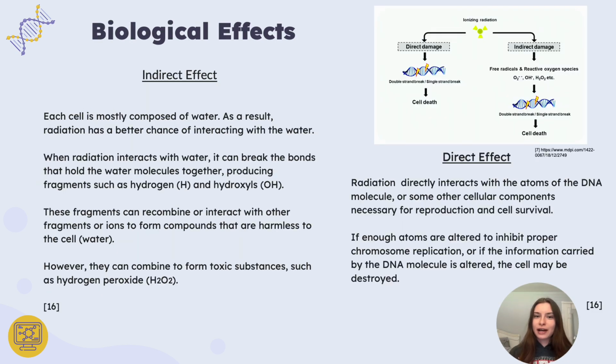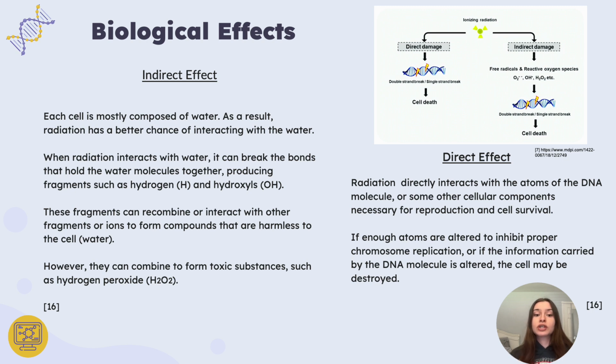Next, going into the biological effects of radiation, we have indirect effect and direct effect. For indirect, if a cell is exposed to radiation, the probability of the radiation interacting with the DNA molecule is very small, since these critical components make up such a small part of the cell. Each cell is mostly composed of water, usually 70 to 80%, so as a result, radiation has a better chance of interacting with this water.